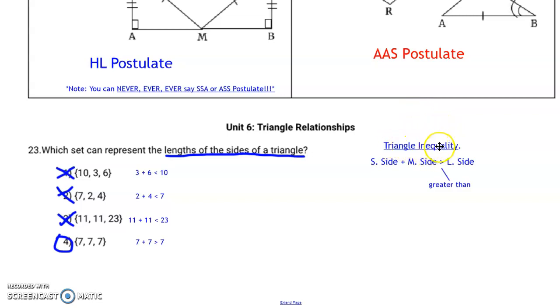The triangle inequality states that if I take the smallest side of a triangle and add it to the medium side of a triangle, that has to be greater than the largest side of a triangle. It should make sense to you, but I'll draw you a diagram to illustrate that.